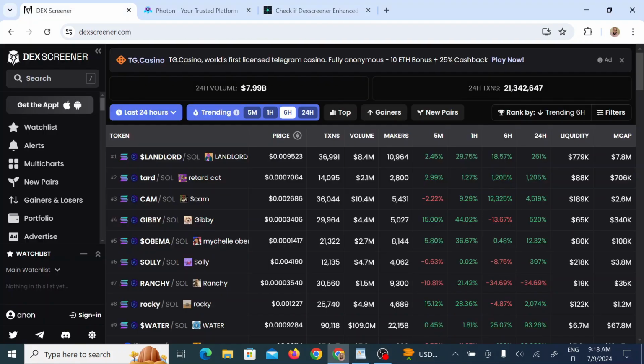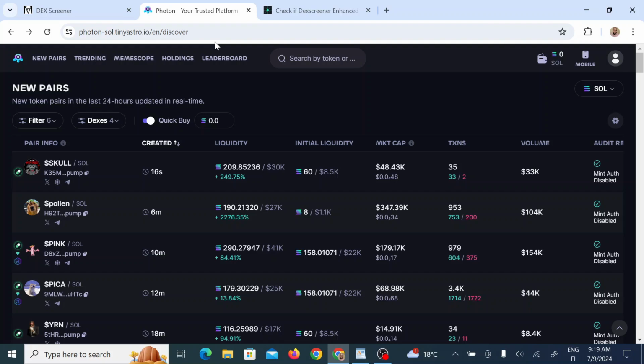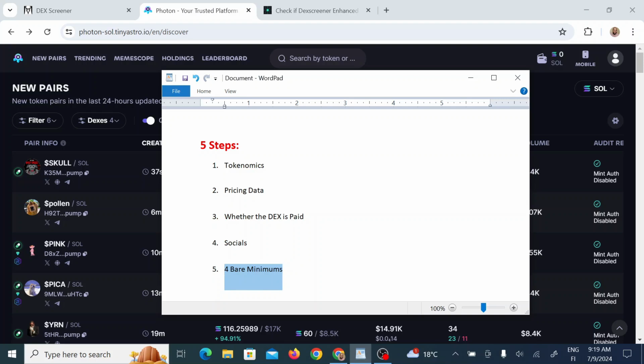And I'm sure you have seen various strategies that use Dex Screener to filter high conviction trades. So in this video, I'm not going to be using Dex Screener, but I'm going to be using a very popular bot in the market today. And this bot is called Photon Solana. So once you're here, then we are going to look into the 5 steps that we talked about. And we are going to start with the tokenomics.